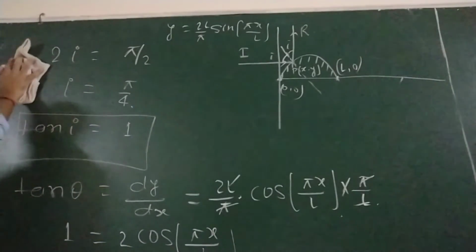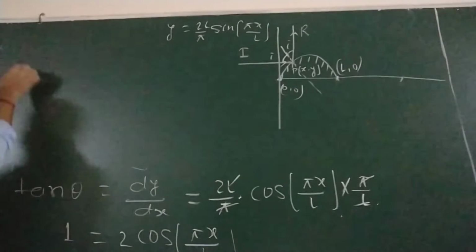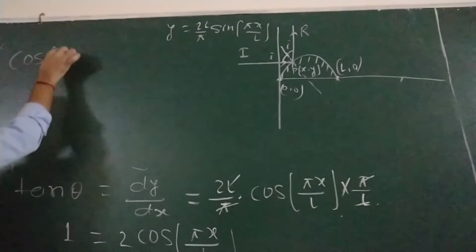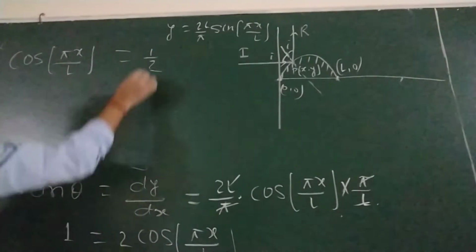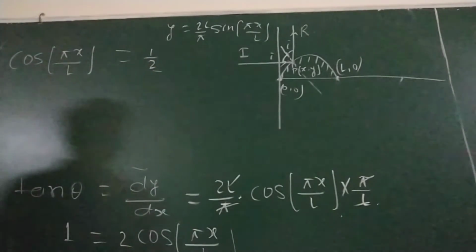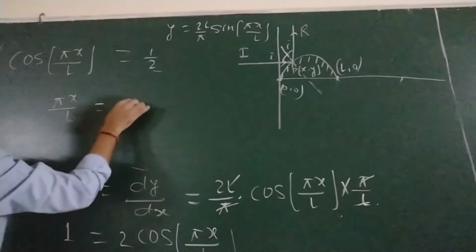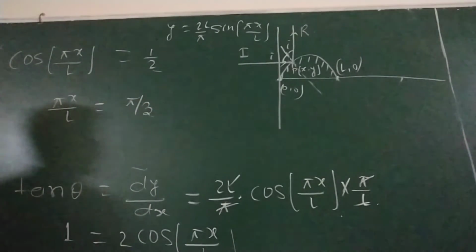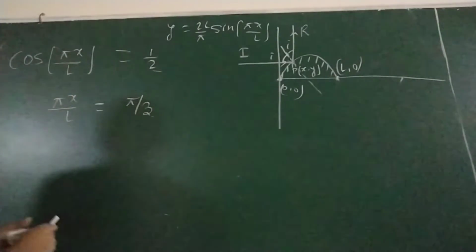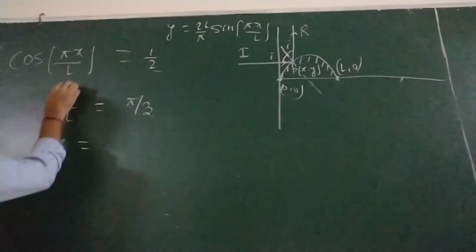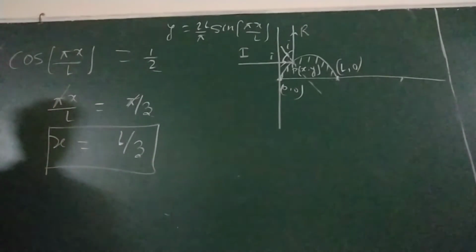Can I write this side? So see here, from this we can say cos pi x by L is equal to 1 by 2. So from here we can say pi x by L should be pi by 3. Can I write? Okay. So from here you can calculate the x coordinate. So x is equal to, pi gets cancelled, L by 3.